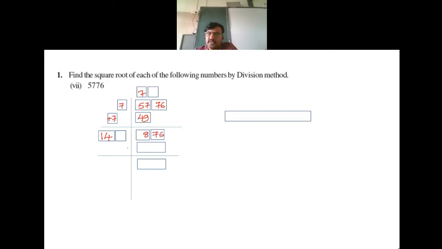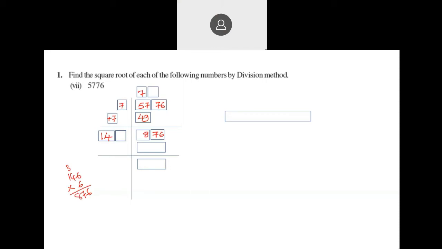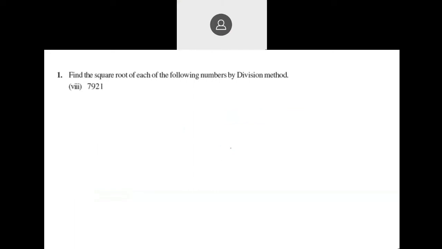For 76, with 14, it has to end with 4 or 6. Now we have to check 7. Suppose we multiply 147 with 6. 6 times 7 is 42, 4 carry. 6 times 4 is 24 plus 4, 28. We get 876. The remainder is 0. Therefore, the square root of 5776 is equal to 76. Very good. Thank you.